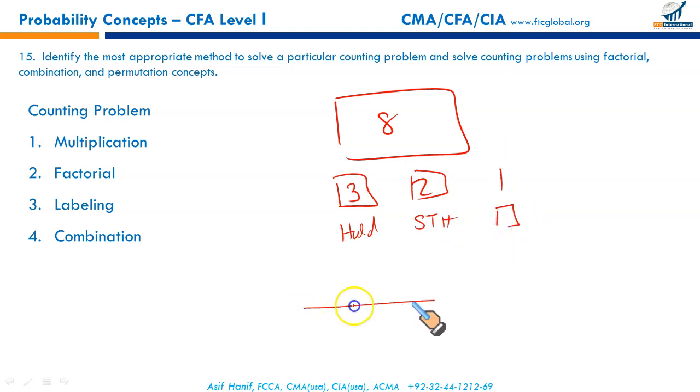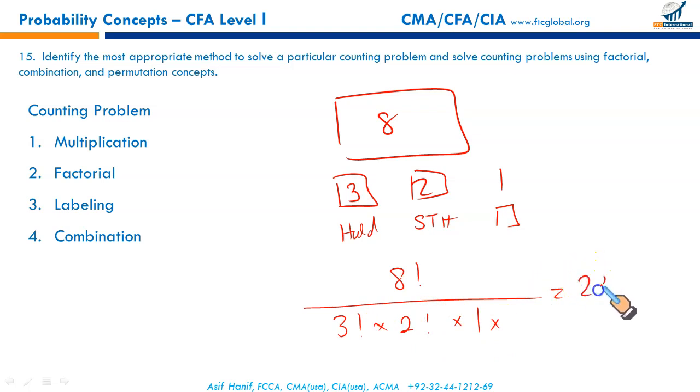How do we arrange this? Total number of stocks is 8 factorial. Out of this we need 3 that we want to hold, 2 that we want to short-term hold, and 1 to sell. Simplifying all this will give you the number of possible arrangements or number of possible labels, 280.